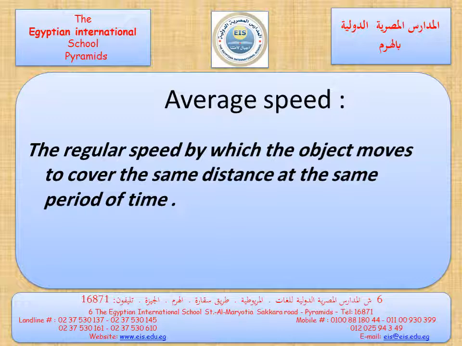And if we calculate the average speed in this state, where the object moves to cover the same distance in the same period of time, the average speed will be equal to the value of the regular speed. Again, if the object moves the same distance in the same period of time, the value of average speed will be equal to the value of regular speed.